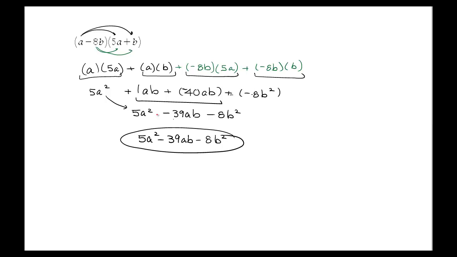And again, if you want to take a look, the variable part is a squared. It's not just a. The exponent goes with the variable. The second term has the variable part as ab, and the third term has the variable part b squared. So none of them are alike, so you can't simplify anymore.